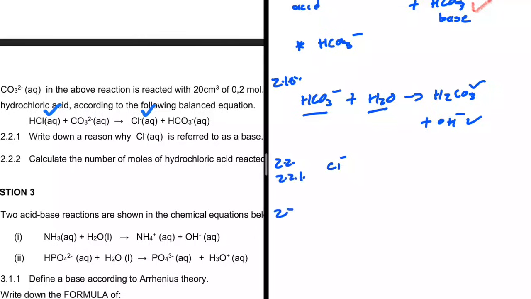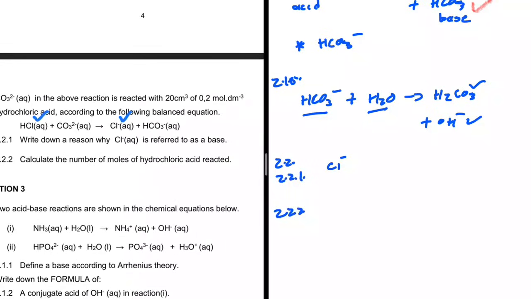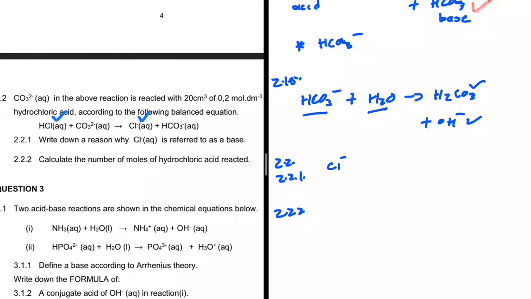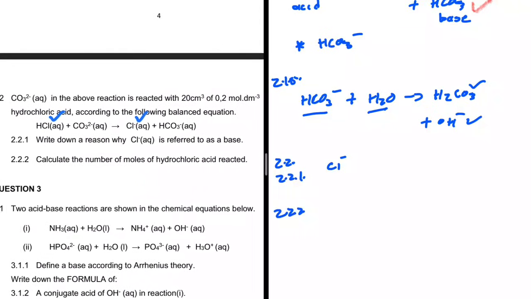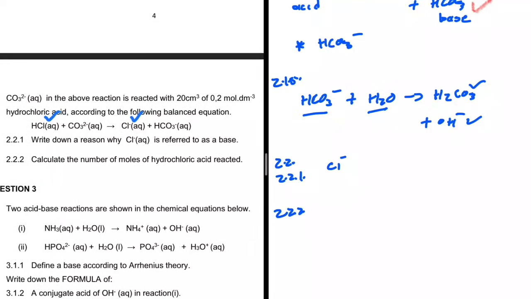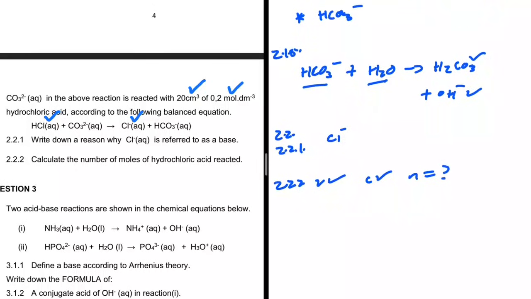Okay, that is 2.2.1. Then 2.2.2, calculate the number of moles of hydrochloric acid reacted. That is for 3 marks. Let's take a look. CO3 to the 2 minus is reacted with 20 centimeter cube of 0.2 mole per decimeter cube of hydrochloric acid. So we have the volume, we have the concentration, we are looking for the number of moles. We are really sticking to the basics here.